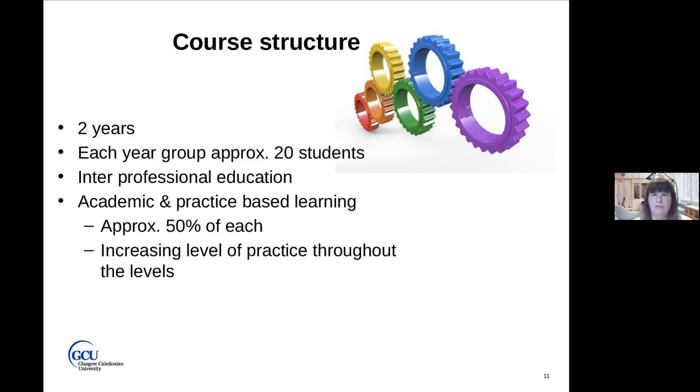The layout of the programme is such that we try to do approximately 50% of your time in academia, so in the university, with 50% of the time being in practice-based learning. And you'll have slightly more practice-based learning in level two than you would in level one. You also get the opportunity to do an elective placement in level two, but I'll speak to you a wee bit later on. I've got a wee slide on that later on. But that's the general layout of the programme.